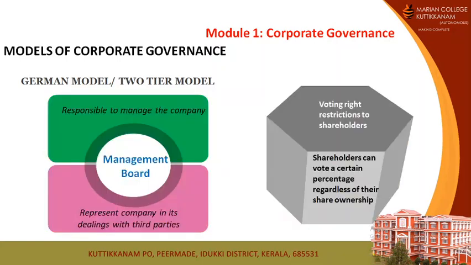The Management Board is responsible for managing the company. They represent the company in its dealings with third parties. And as I mentioned earlier, the Management Board consists of the executives within the company who are appointed by the members of the Supervisory Board. In the case of the German model or two-tier model, the voting rights of shareholders are restricted. That means shareholders can vote only a certain percentage regardless of their total share ownership.